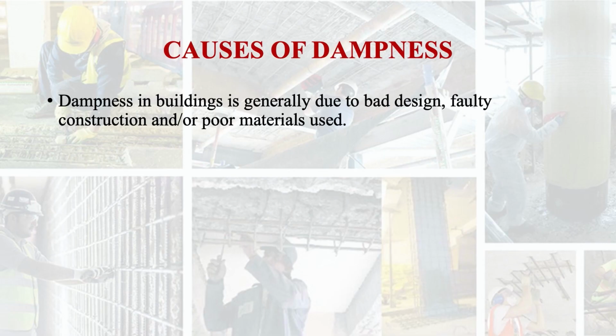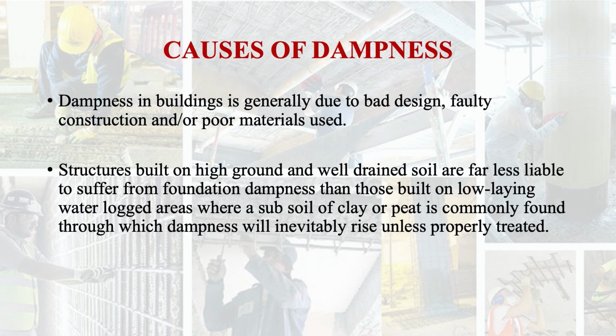Now, what are the causes of dampness? Dampness in buildings is generally due to bad design, faulty construction, and or poor materials used in construction. Structures built on high ground and well-drained soil are far less liable to suffer from foundation dampness than those built on low-lying waterlogged areas where a subsoil of clay or peat is commonly found, because through these, dampness will inevitably rise unless properly treated.